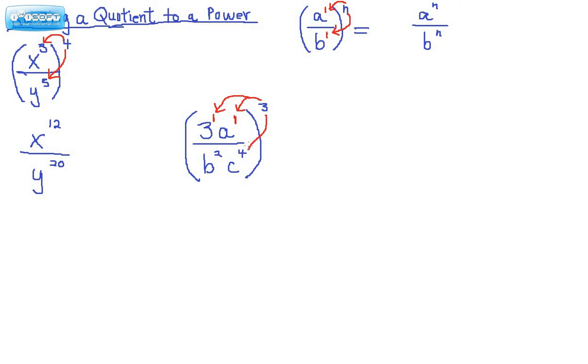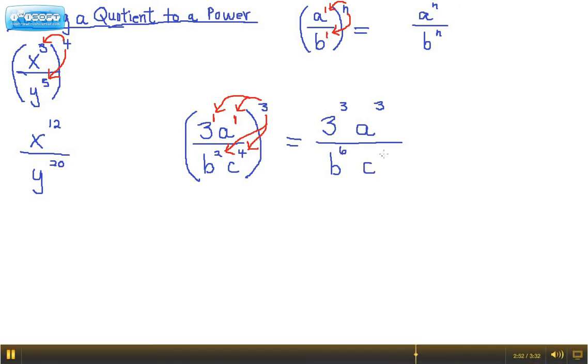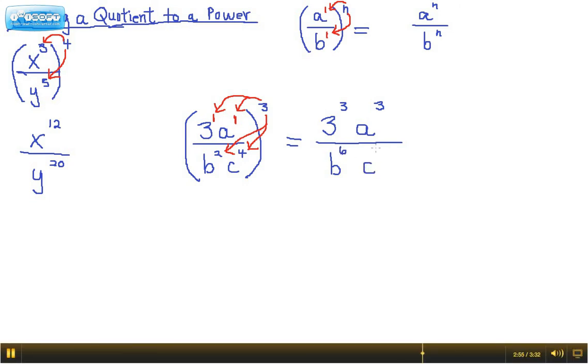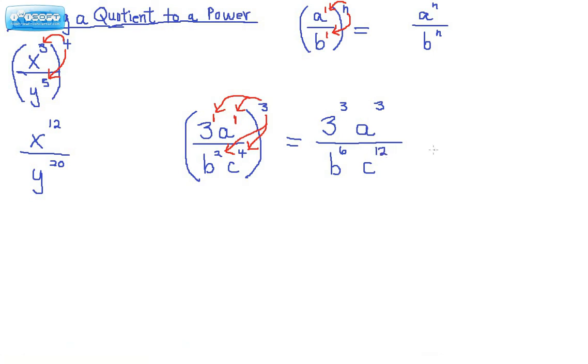So we keep the bases inside and multiply the inside exponent by the outside. So now we keep our 3, that's our base, and we multiply 1 times 3 and get 3. We keep our a and we multiply 1 times 3 and get 3. And in the bottom we keep our base b and we multiply 2 times 3 and get 6. And we keep our base c and multiply 4 times 3, which gives us 12.